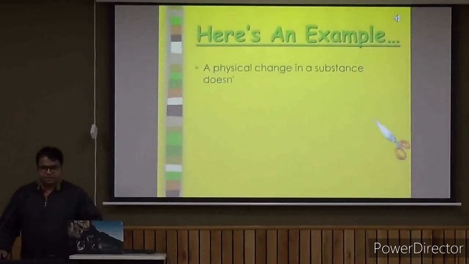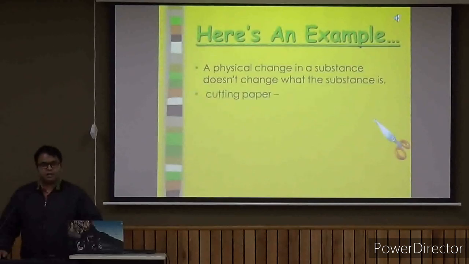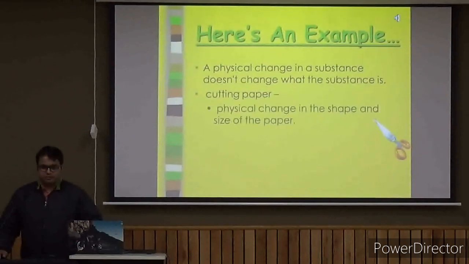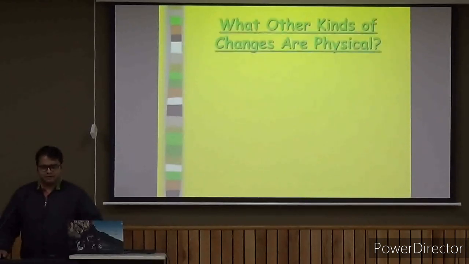A physical change in a substance doesn't change what the substance is, that is the chemical nature. For example, cutting of paper. If we cut paper, the substance remains the same, only it is broken into small pieces. So it is a physical change in shape and size of paper, and it is still paper.